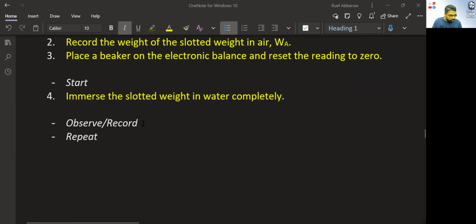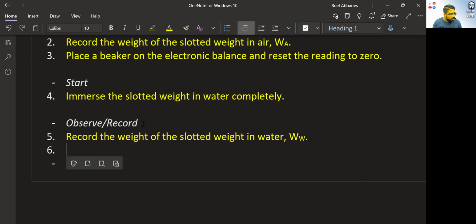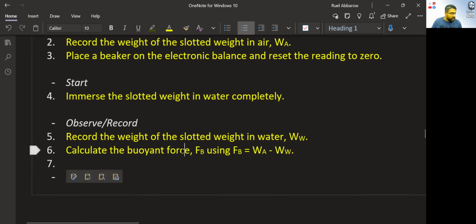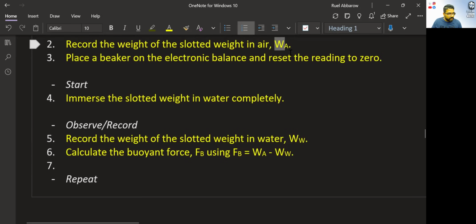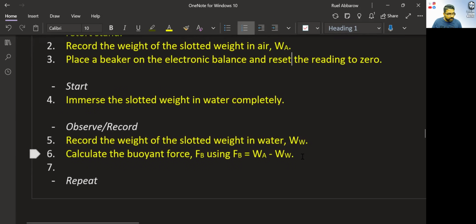First, we say record the weight of the slotted weight in water. Okay, and then calculate the buoyant force. So now we have WA and WW. We can use FB equals WA minus WW. WA is here. That's why I say use the symbols. It will be helpful when you do your calculation and when you write down your formulas and all that. Okay, and then after that, calculate the weight of the displaced water.